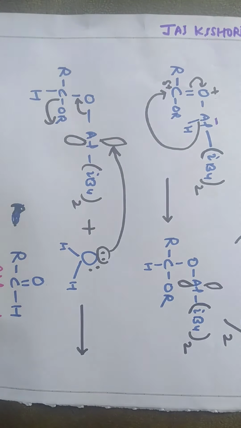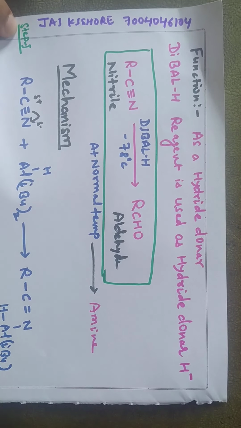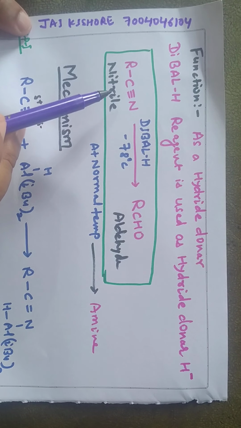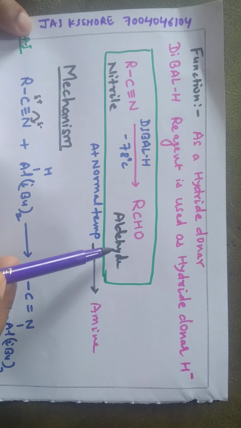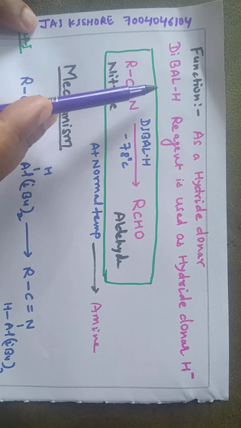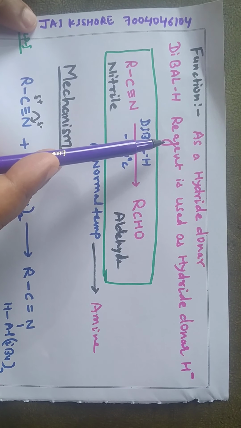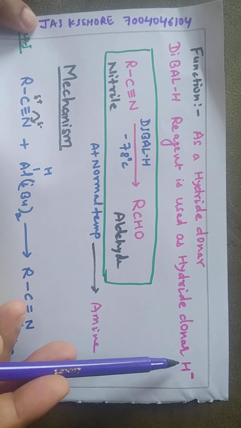See the next one. Here we have a nitrile group, and you have read that a nitrile is also converted into an aldehyde. So what is the function of DIBAL-H here? DIBAL-H is used as a hydride donor, an H minus donor.